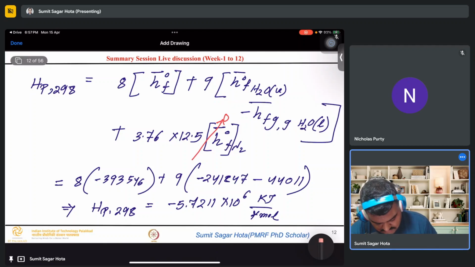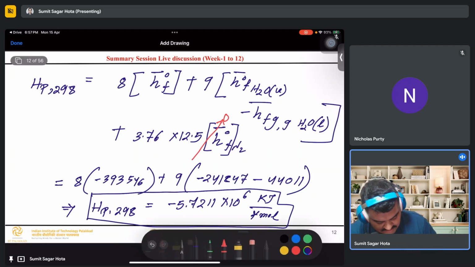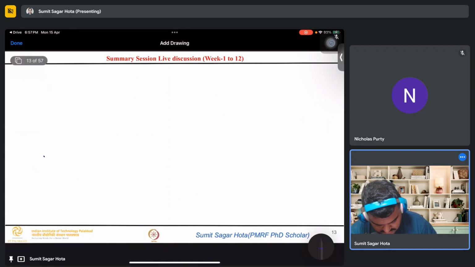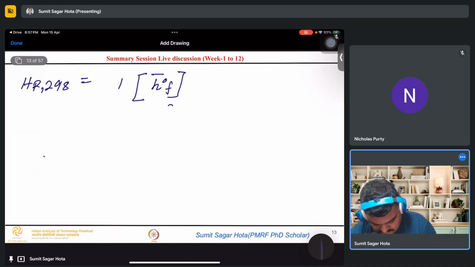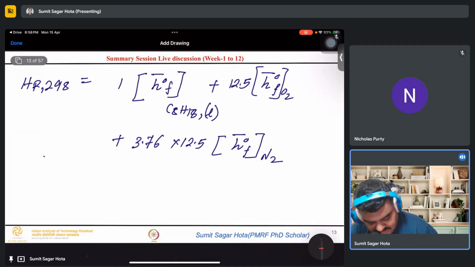Okay, this is the HP of the products at 298 Kelvin. Similarly, on the reactant side, we again have to find the enthalpy, the heat of reaction. So for the reactant part at 298 Kelvin, the enthalpies of formation are: O2 and N2 already exist in this universe, so their enthalpy of formation at normal atmospheric condition is what? 0.